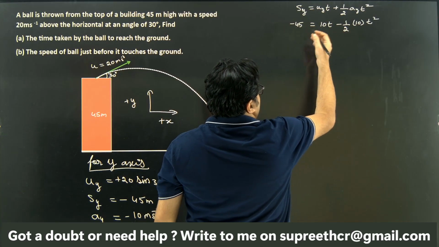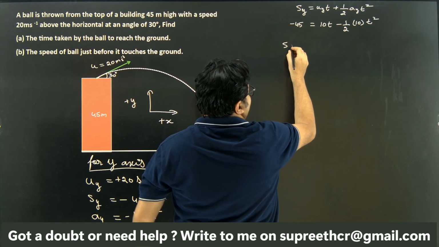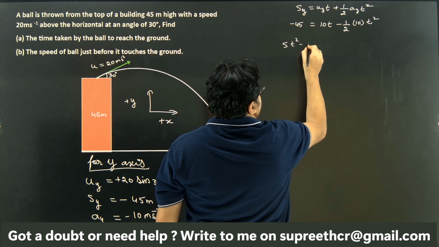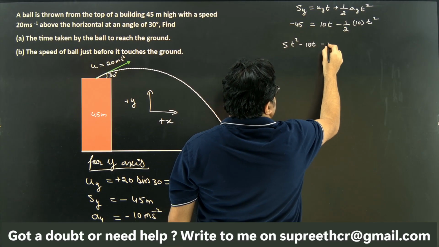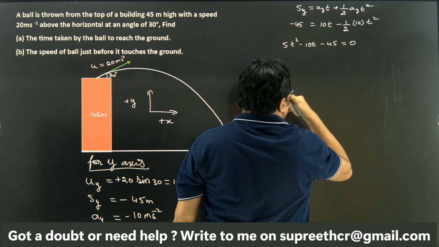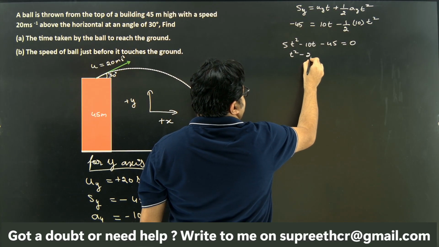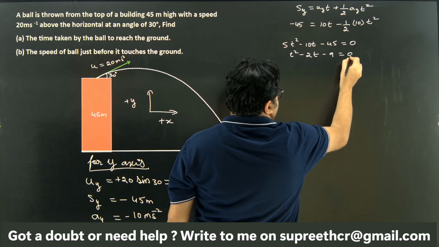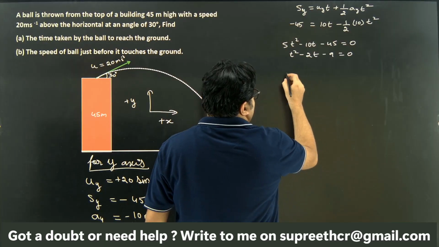Let us simplify this. Maybe you can transfer all the terms to this side. You will get 5t square minus 10t minus 45 equal to 0. Let's divide the whole equation by 5. We will have t square minus 2t minus 9 equal to 0. You just have to solve this quadratic equation. If you solve this quadratic equation, what do you get?